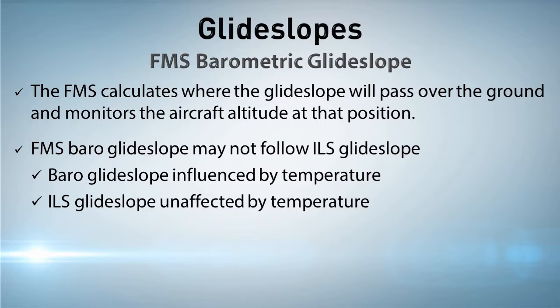Sometimes pilots notice a difference between the ILS glide slope and the FMS glide slope using the barometric altimeter. Remember that the barometric altimeter is influenced by temperature, and unless it happens to be an ISA standard temperature, the glide slope will not be in line with the ILS, which is unaffected by temperature.